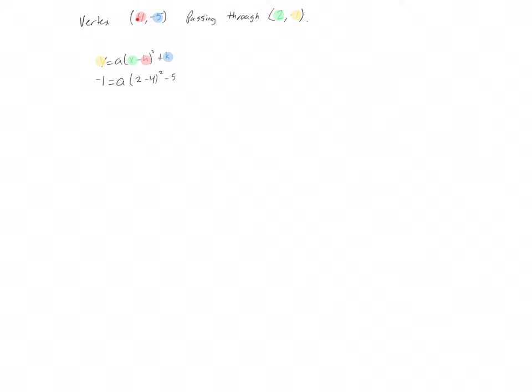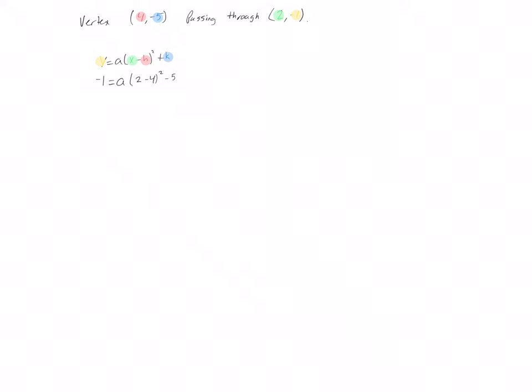So what I did is I plugged these numbers from the vertex into the vertex form, which is that 4 here, notice it says minus h, minus 4, and then plus k, so it's plus a negative 5, which is the same thing as subtracting 5. And then I plugged in the point that it passes through, that (2, negative 1). I plugged in here for the x and the y, which leaves this equation with just one variable right here. So what we're going to do now is solve for that.